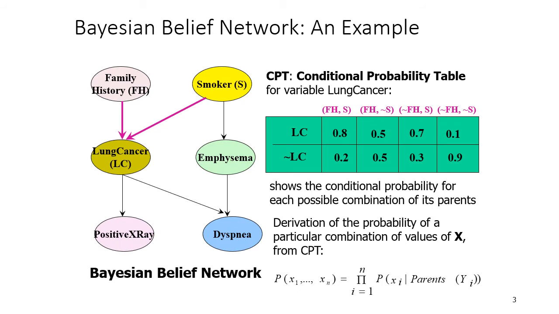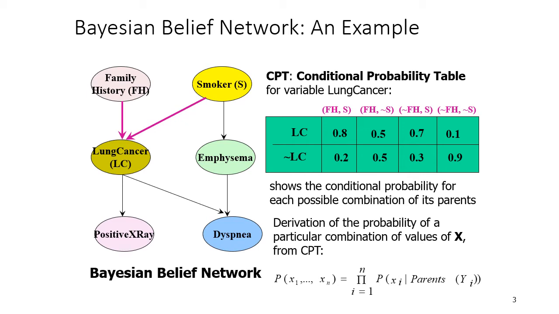Look at an example of a Bayesian belief network where you can find characteristics like family history, smoker, emphysema, dyspnea, positive x-ray, and lung cancer. We are trying to identify our variable lung cancer, so we write down the probability with respect to lung cancer. What are the variables affecting lung cancer? It is basically family history and smoker.